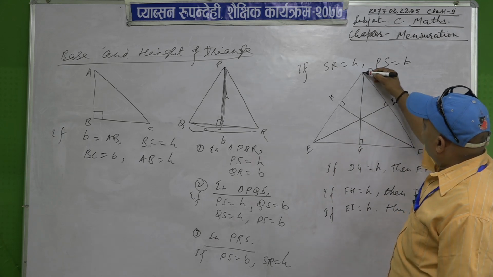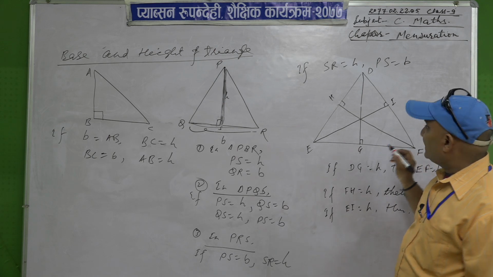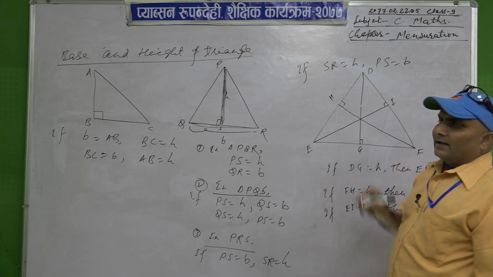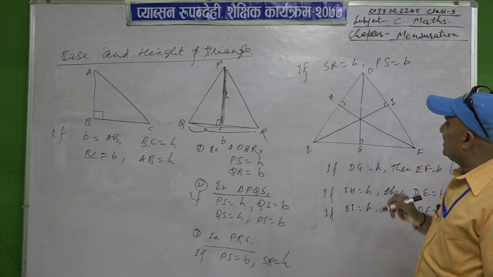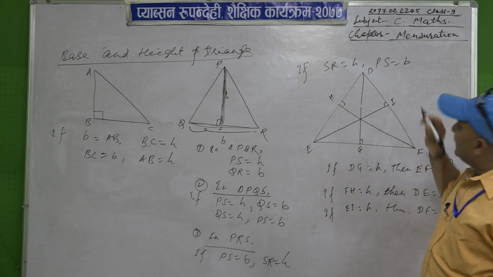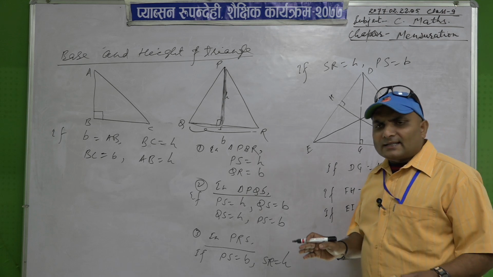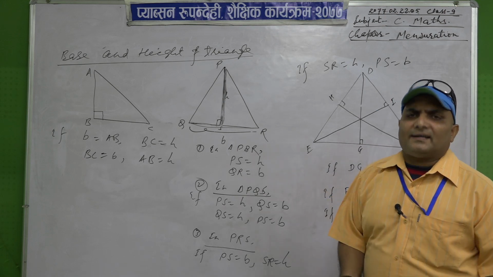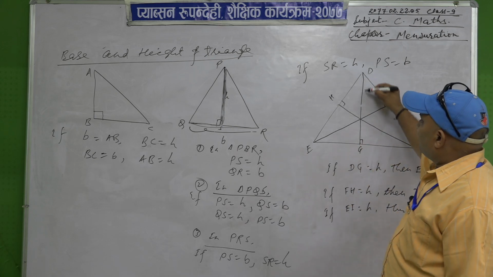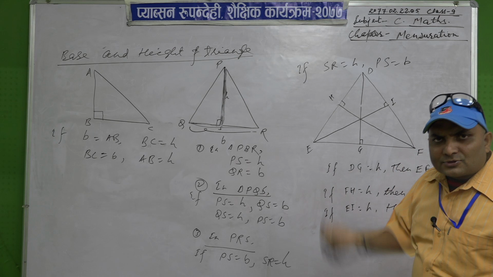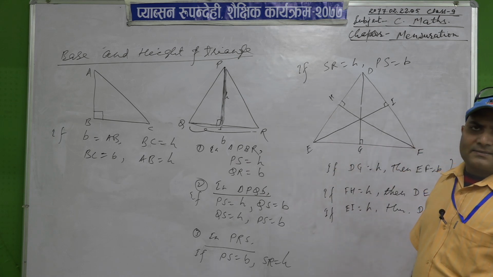In this figure, if you take DG as height, then EF will be base. If you take FH as height, then DE will be base. Similarly, if we take EI as height, then DF will be base. So, in a triangle there may be 3 heights. How to define height? A perpendicular line drawn from the vertex of a triangle to its opposite side is the height, and the other side is the base.